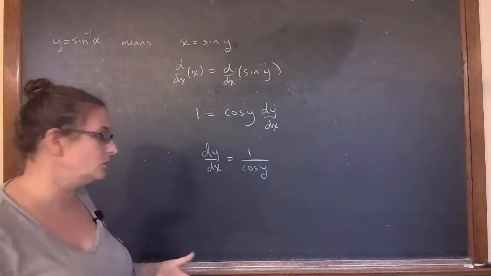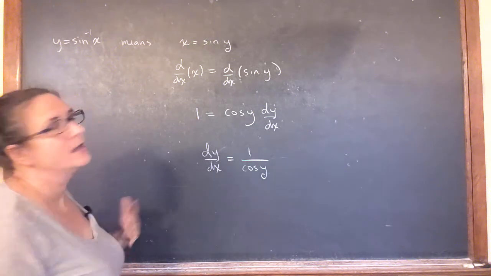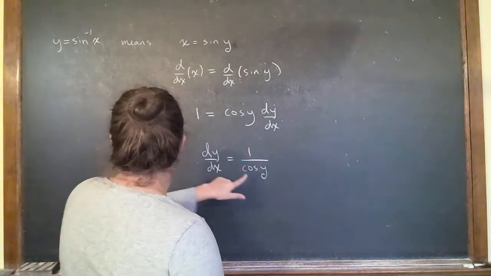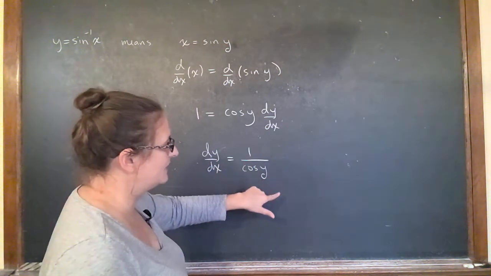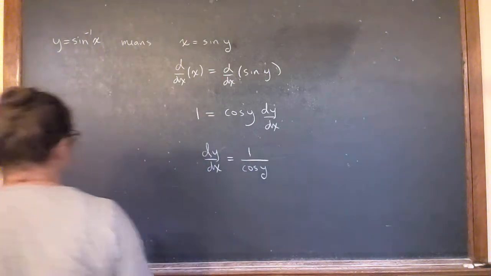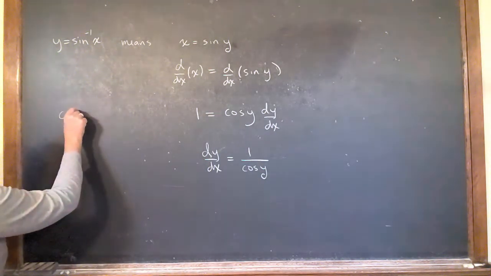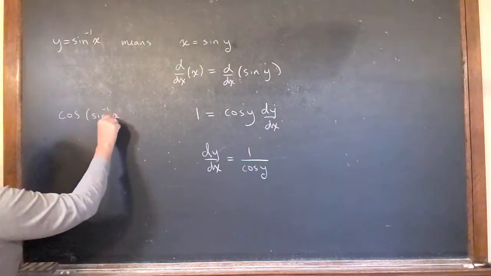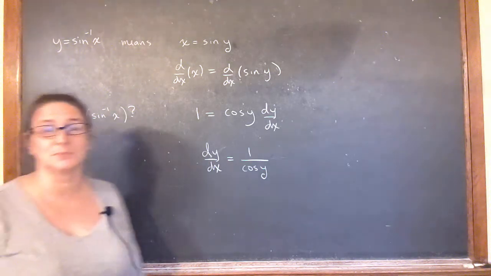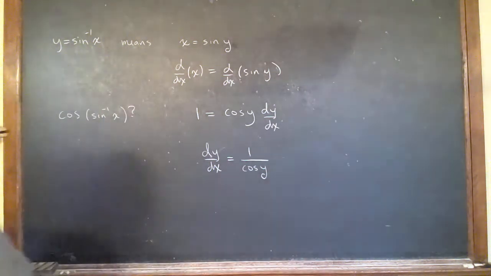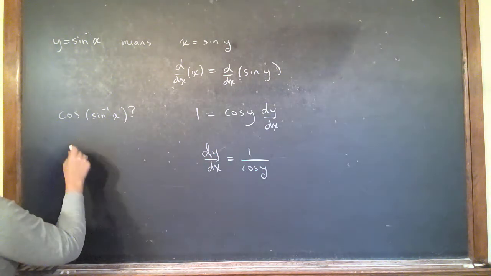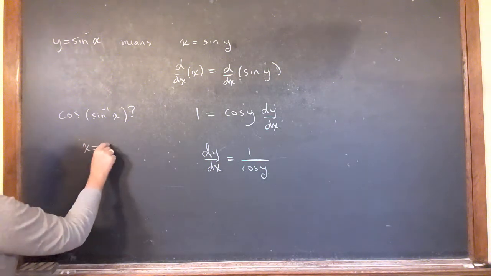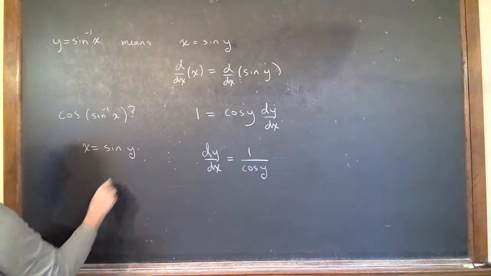What I actually have to do in this situation is go back to the triangle. What I really need to figure out is the cosine of the inverse sine of x. So what the heck is that? Cosine of inverse sine of x. Now you have to really think back to pre-calc when they made you do this stuff. If I think about what it means, x equals sine of y.